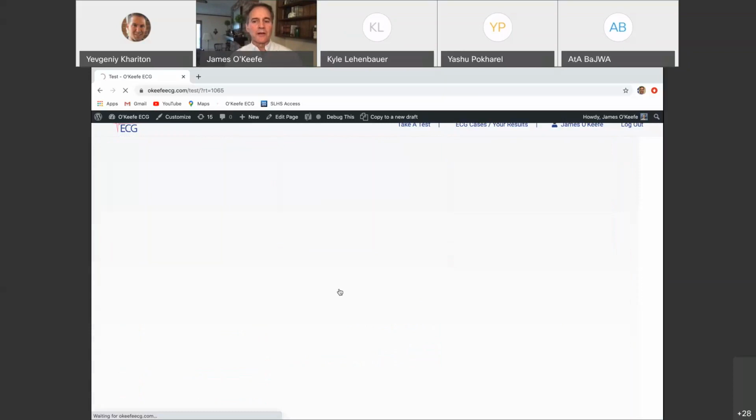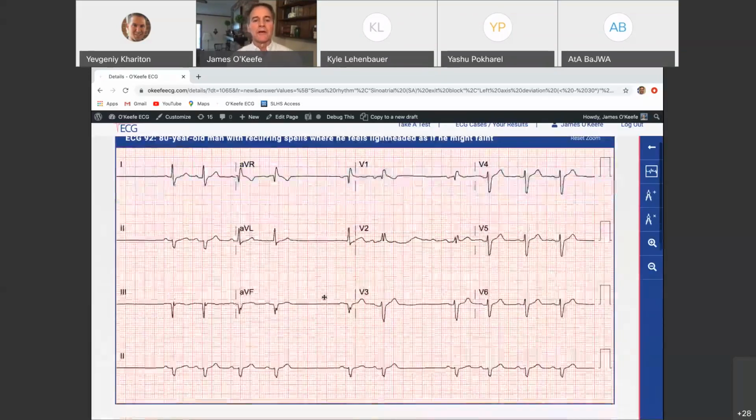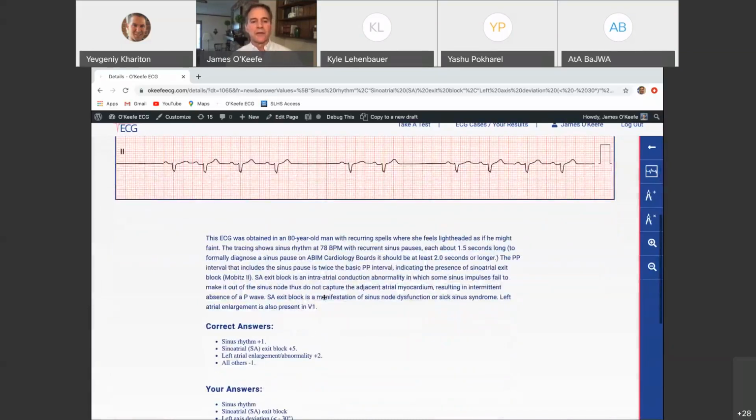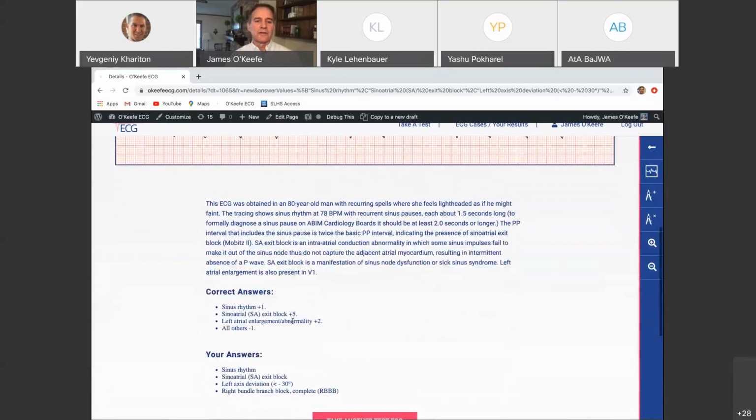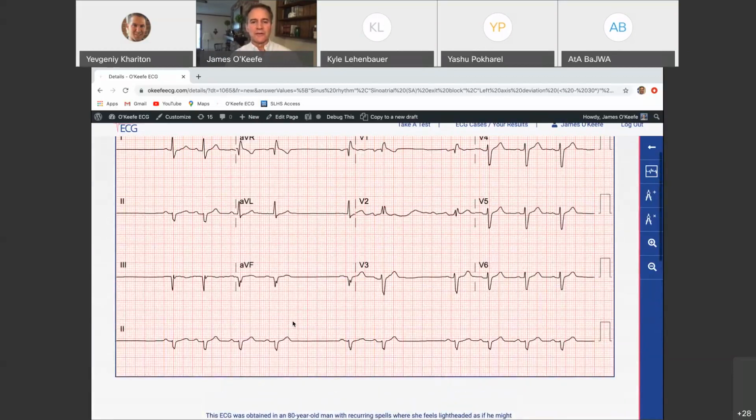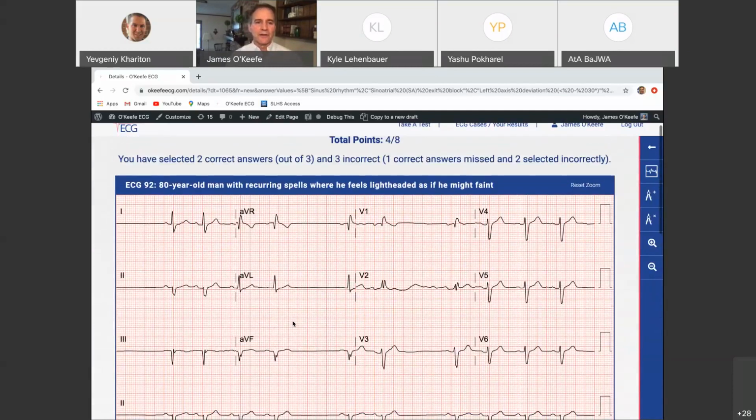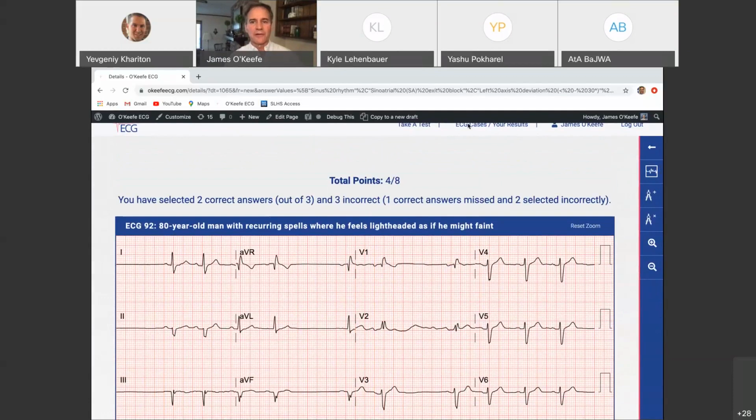SA exit block is something that you commonly see in elderly people as a component of the sick sinus syndrome. Okay. So this is one that I just edited today. The answers need a little tweaking on that one. But yeah, we pretty much covered all the correct answers for that, the inferior infarct.